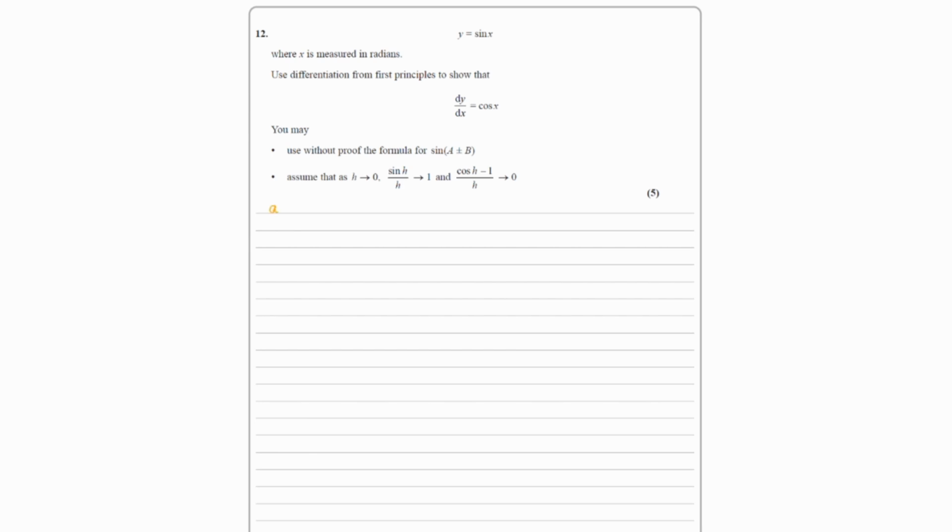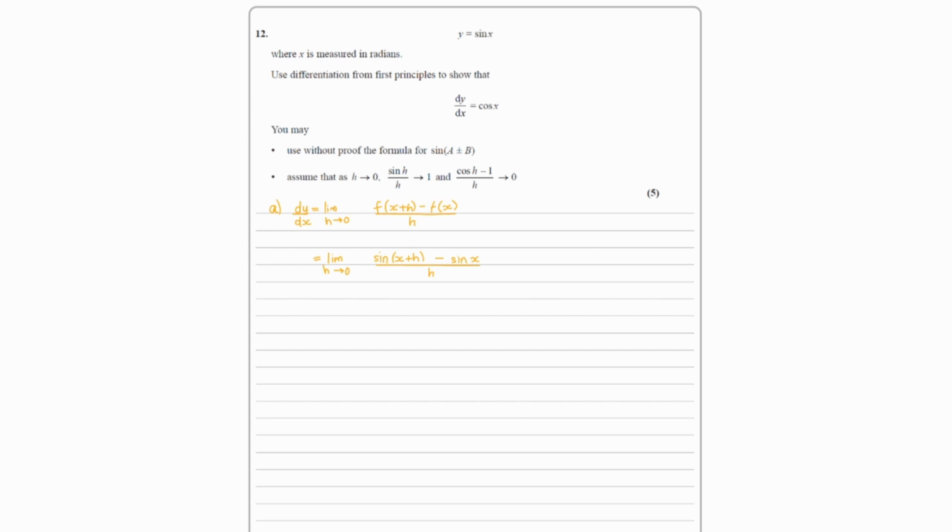So in order to find dy by dx by first principles, as the limit of h tends towards 0, we use the formula f of x plus h minus f of x over h. So in this case, our f of x is sine x, so we are going to write this as sine of x plus h, take away the sine of x over h.